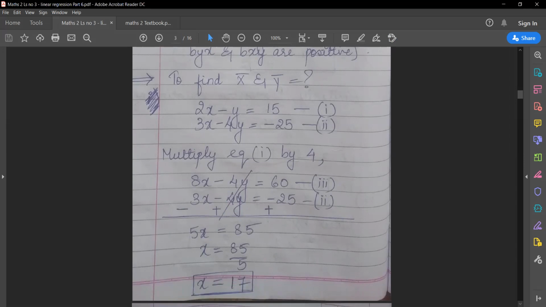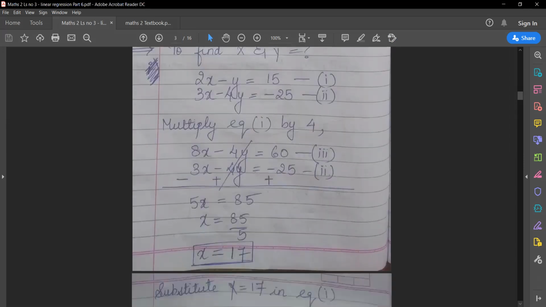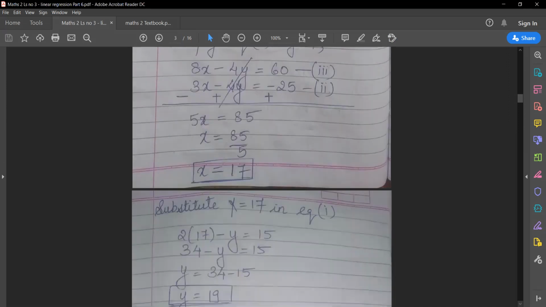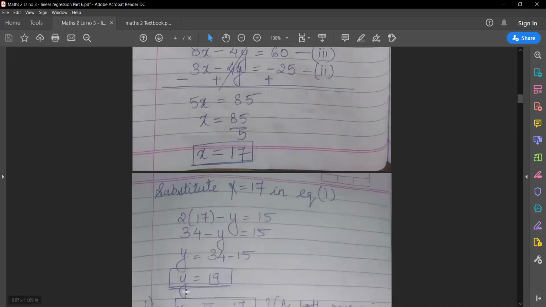Now we can substitute this value of x in any of the equations above. You have 3, 1, 2 and 3, so you can put it in any equation. I have substituted the value of x in equation 1. So I get the value of y to be 19 on substituting.